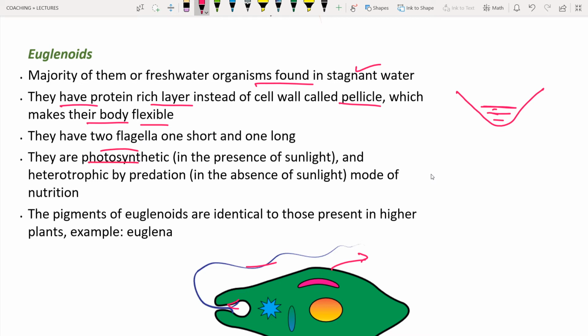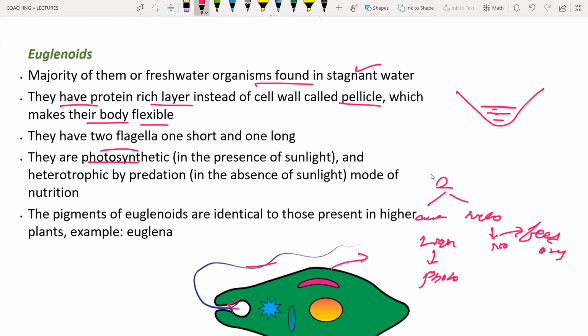So there are two modes of nutrition: one is autotrophic and another is heterotrophic. When are they autotrophic, and when heterotrophic? Autotrophic when there is sunlight. They are heterotrophic when there is no sunlight. If there is no sunlight, they feed on other organisms. If there is sunlight, they carry out photosynthesis, and they don't have to feed on other organisms. Photosynthesis when there is sunlight, and feeding on other organisms when there is no sunlight.